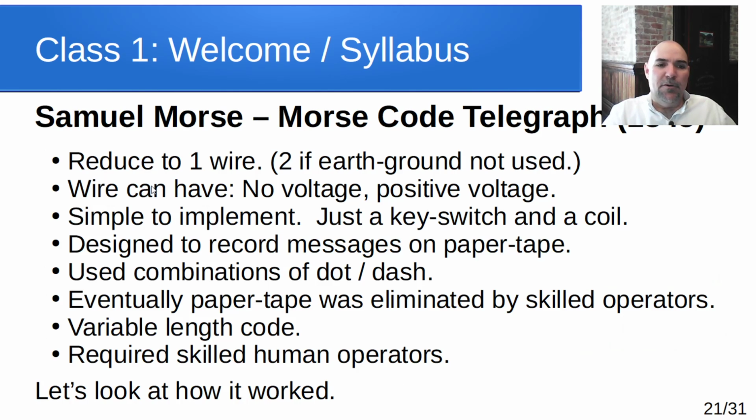Now, an improvement that was made to that to make it a little easier to understand is using Morse code. And that was in 1845. You can't see that because my face is in the way, but that says 1845 behind there. You'll be able to see that on the slides. And that reduces it down to one wire, or two if you're not using earth-ground as the return path.